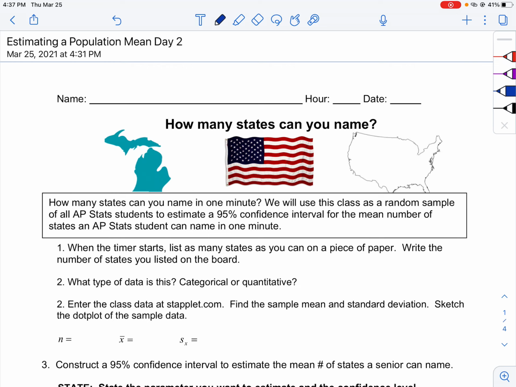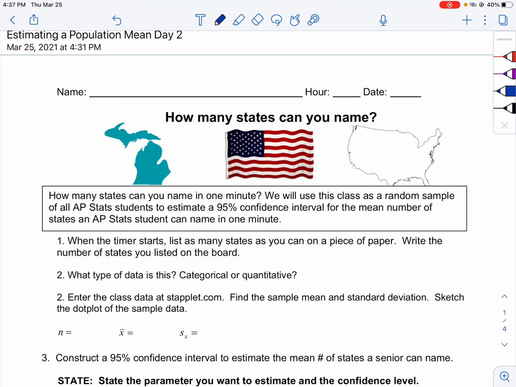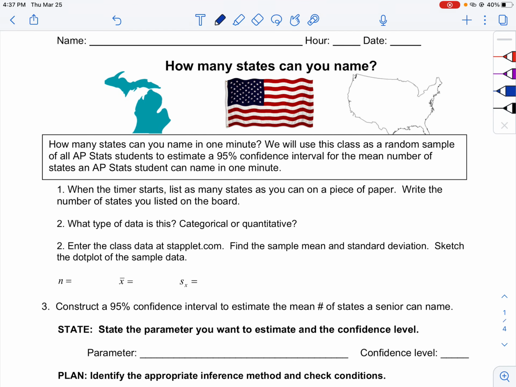So what type of data is this? We're going to do that in class, so I'm going to skip that at this point. Is this categorical or quantitative? Because we are naming states, this looks like a categorical variable. But remember, the data is not naming the states, but how many you can name. So this is quantitative.